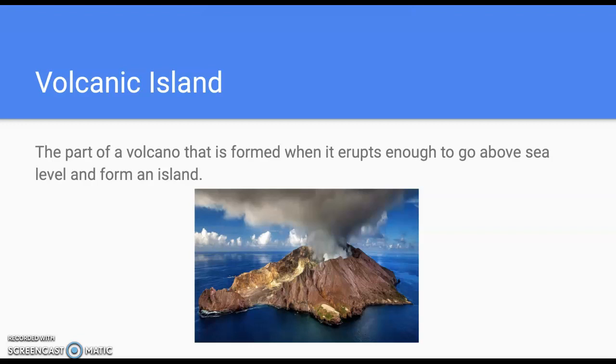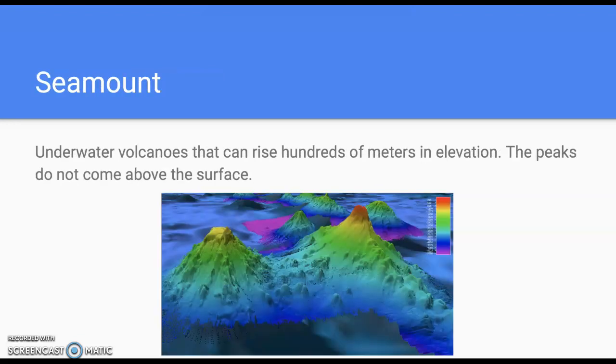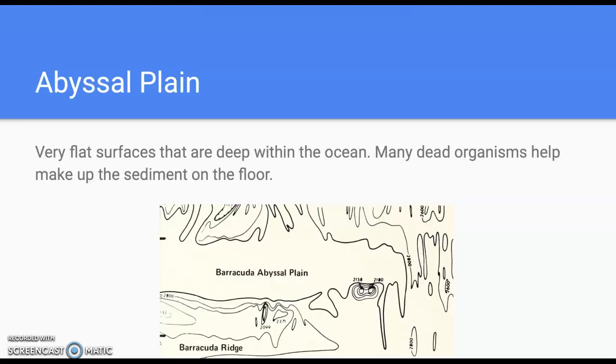A volcanic island is the part of a volcano that is formed when it erupts enough to go above sea level and form an island. A seamount is an underwater volcano that can rise hundreds of meters in elevation, and the peaks do not come above the surface.